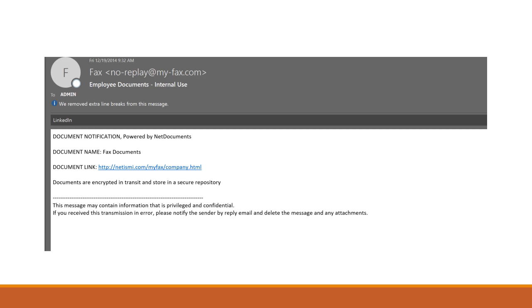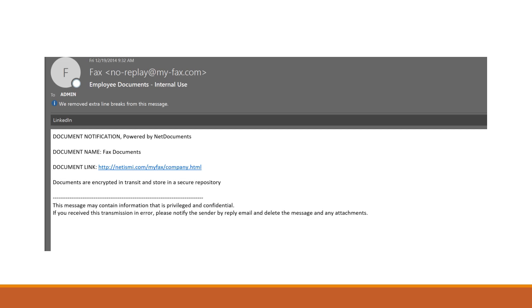Here's an example of what might be considered an internal communication between you and someone else in the office. It appears to involve employee documents. Internal use is the subject line. So this apparently has something to do with an employee in your company. However, this is in fact a phishing attempt. If you look at where the email was addressed from, it comes from no replay. There's a misspelled word right there. Instead of no reply, it's no replay at my-fax.com.